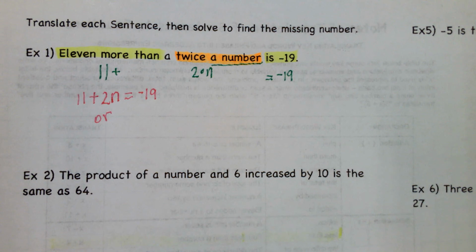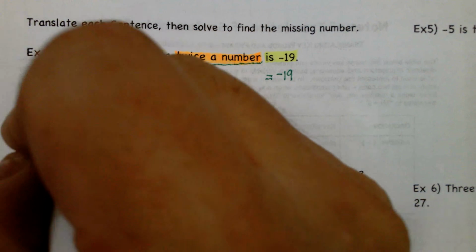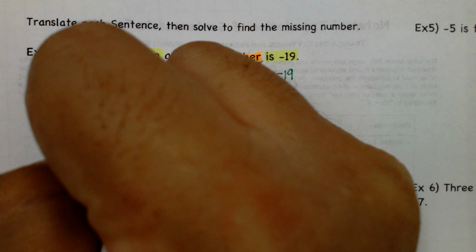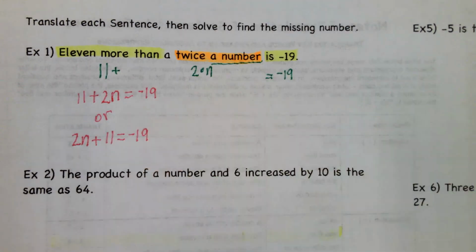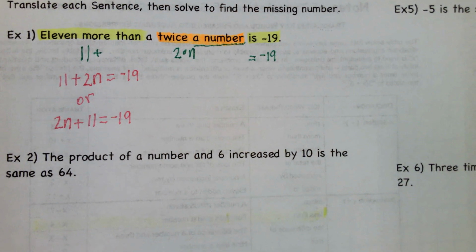Or we can use the commutative property. Remember, when you're adding two things, you can reverse them. This is a little more common to write: 2n plus 11 equals negative 19. Okay? So on the homework or on the quiz tomorrow, you would also have to solve this. Any questions? Okay. Let's move right along.